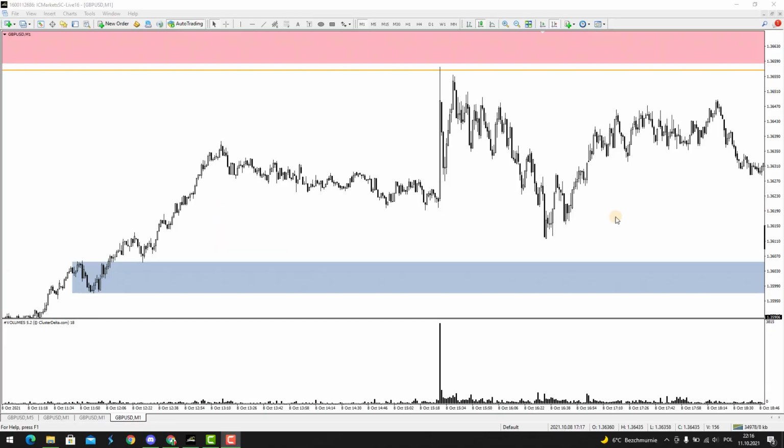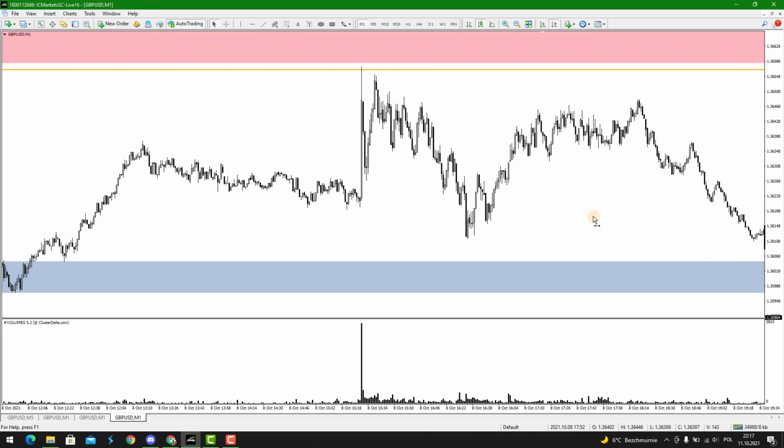Hello traders, I got a few questions about measuring the correct candle after a liquidity grab. Some of you are struggling with which candle to choose, where the possible entry could be, or if that was really the liquidity grab. There are maybe two ways of measuring this correctly.